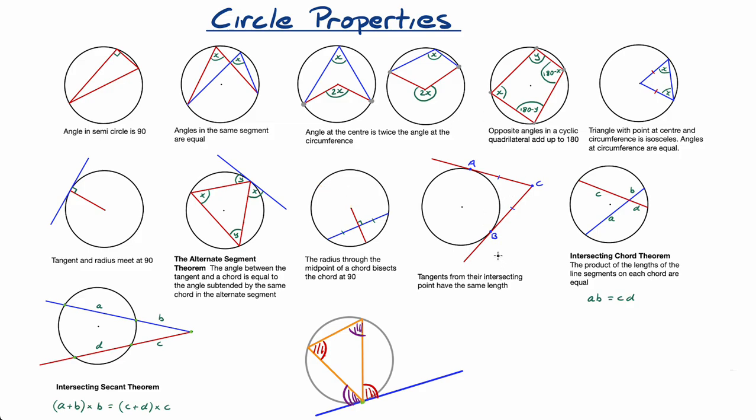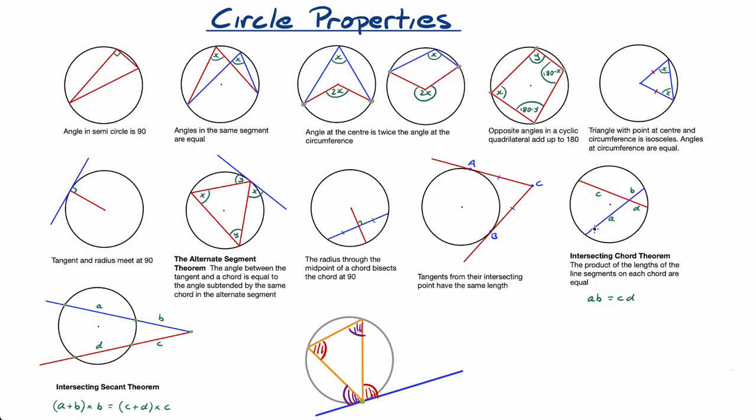This one, tangents from their intersecting point have the same length. So tangent and tangent, when they meet, then that length here is equal to that length there. That kind of makes sense, but you will see that in questions, guys. You can note that you'll get an isosceles triangle, or often that becomes a quadrilateral that you have to deal with. That's 90 degrees, and that's 90 degrees, and things like that.